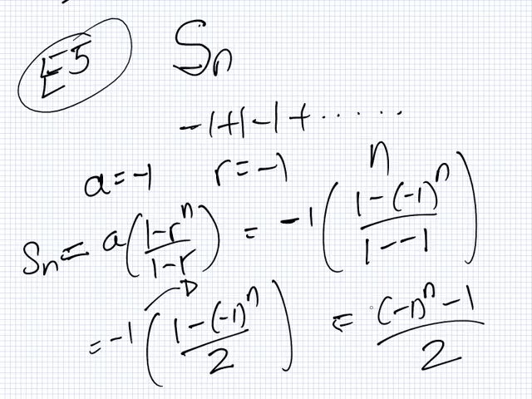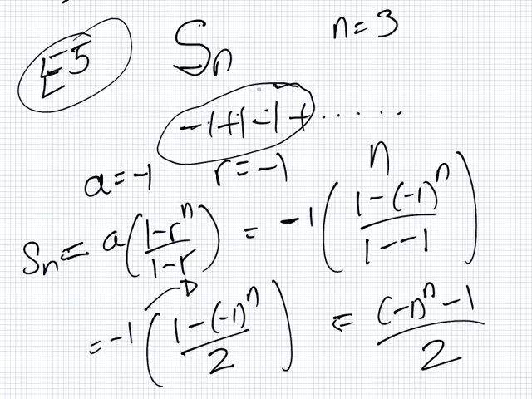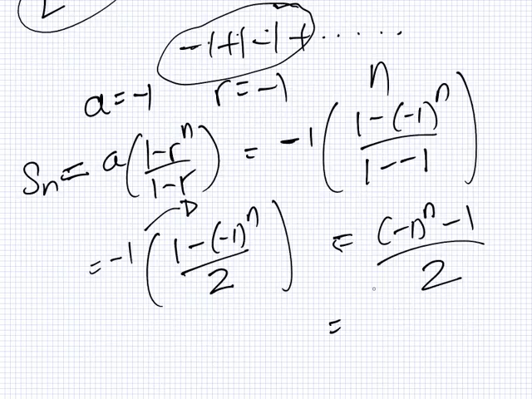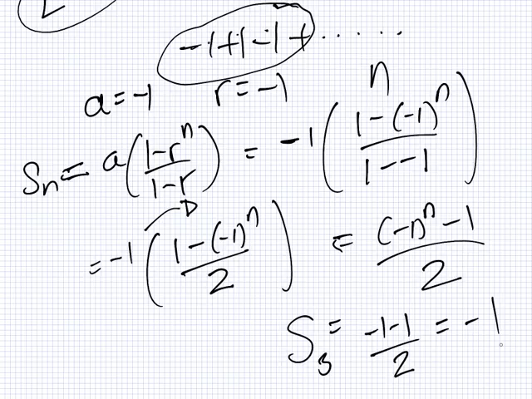So, for example, if the N is 3, what's the sum of the first 3 here? If you add them together, what do you get? Minus 1. Yes, so let's try it. ((Minus 1) cubed minus 1) over 2, that's minus 2 over 2, which is minus 1. So you see it works. Okay, let's have a look at something a little bit more difficult now.